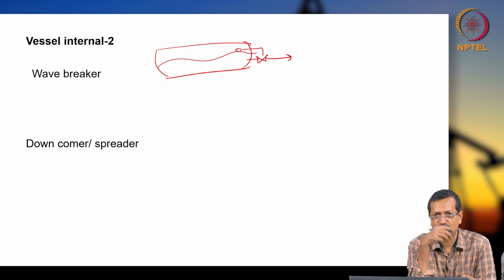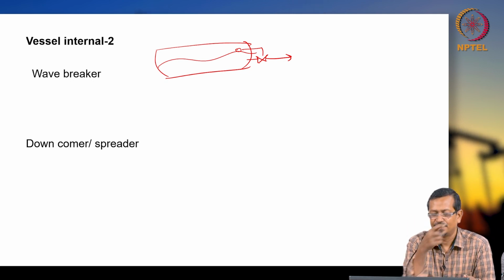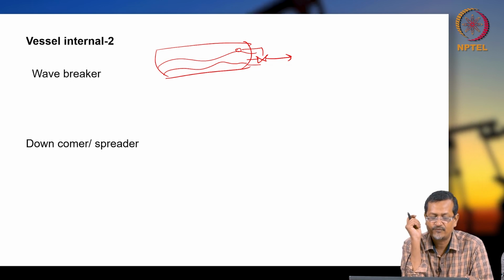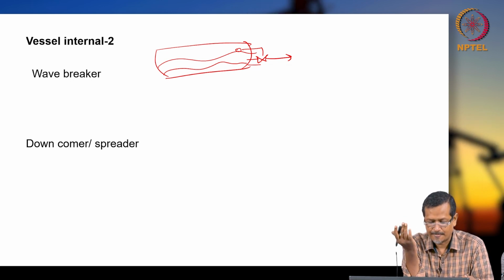So the level controller will get confused, it will not work. Or you have an interface controller. There also the same issue will come if you have waves. So you have to put in a wave breaker. So what is the wave breaker?